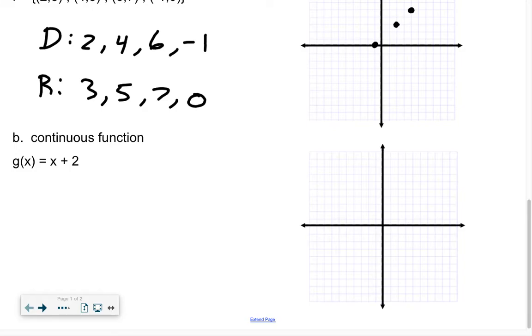If we look at the continuous function, g of x is equal to x plus 2. This is our linear equation. Y-intercept is 2. Slope off of it is 1. So up 1 over 1.